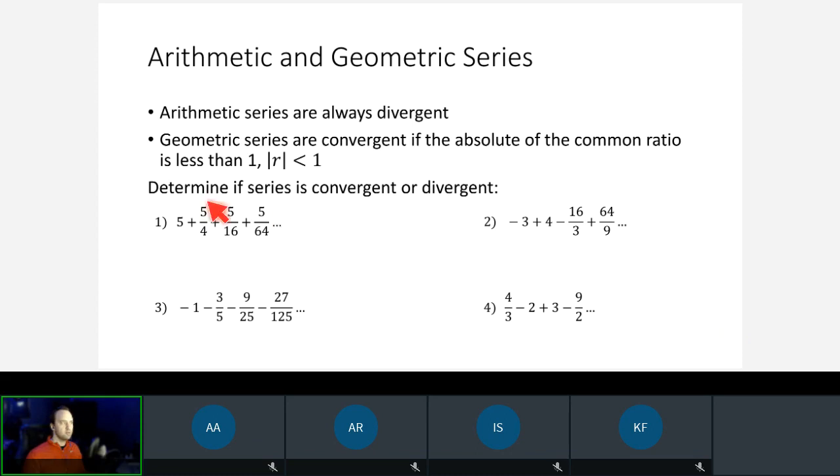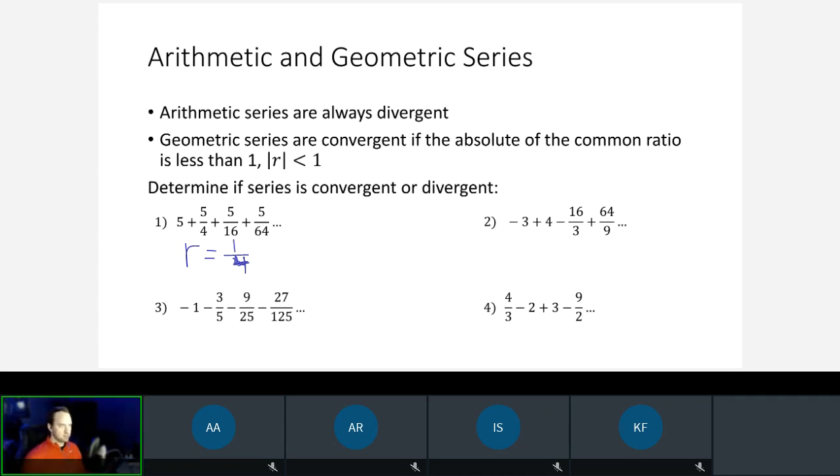It is geometric. So this one is geometric. So what is the common ratio for this one? 1/4. We are multiplying by 1/4 every single time. My 4s look like Y's. The common ratio is 1/4. 5 times 1/4 is 5/4. 5/4 times 1/4 is 5/16, and so forth.